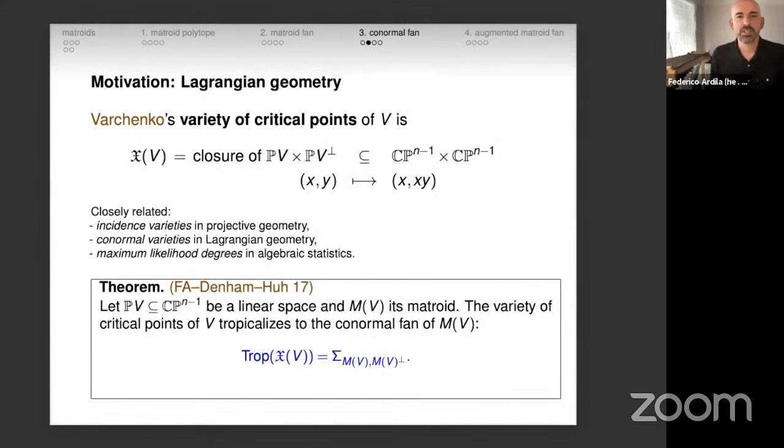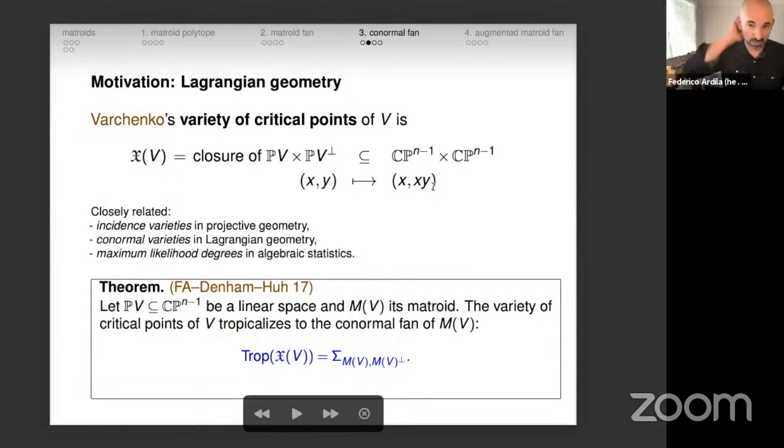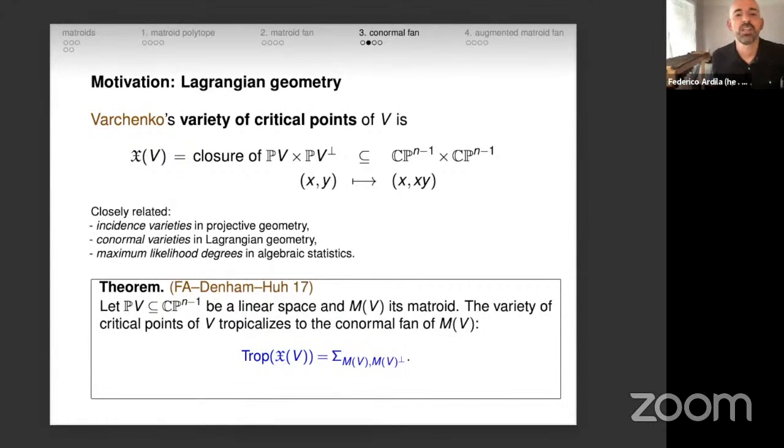The motivation comes from Lagrangian geometry, and there are several ways of telling this story that I listed here. Perhaps one fairly direct one is coming from a construction of Varchenko of the variety of critical points of a subspace V of a vector space. What you do is that you take the closure of the product of the projectivization of your vector space and of its orthogonal complement in the product of two vector spaces. But you do this in this interesting way that has a natural meaning geometrically, where you send x comma y to x and xy. And this twist makes this much richer and beautiful and intricate. And it's a lot of the difficulty of this theory and a lot of the fun of this theory.